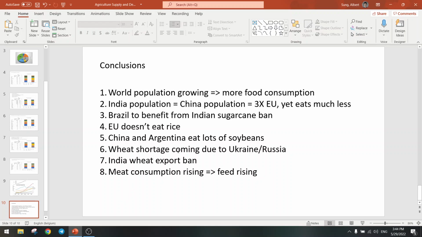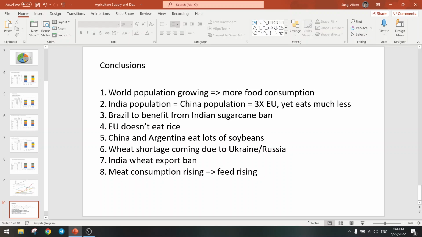Wheat shortage is coming because we have disruptions from Ukraine and especially Russia, which produces a lot of wheat. And additionally, we have Indians who are banning wheat because they need that wheat. They consume a lot of it. Those wheat shortages are going to impact the smaller countries in the Middle East.